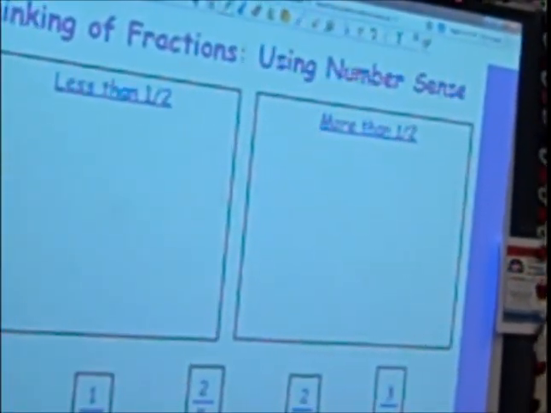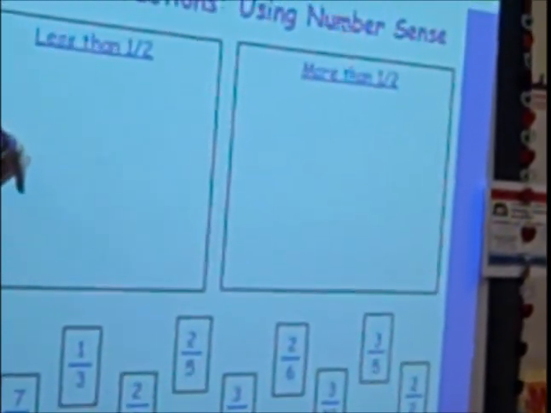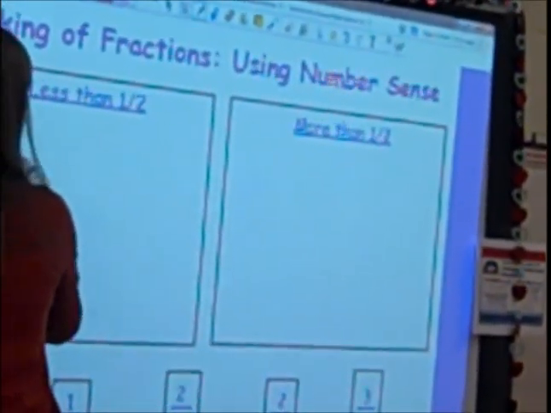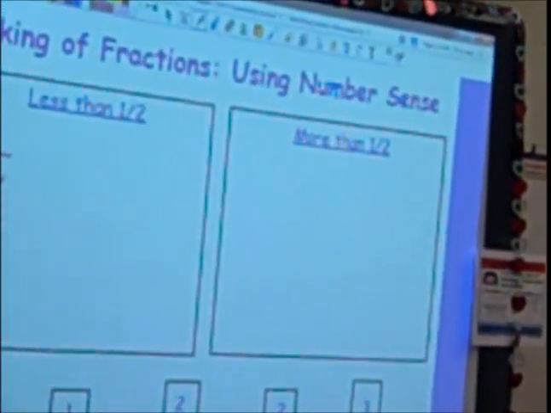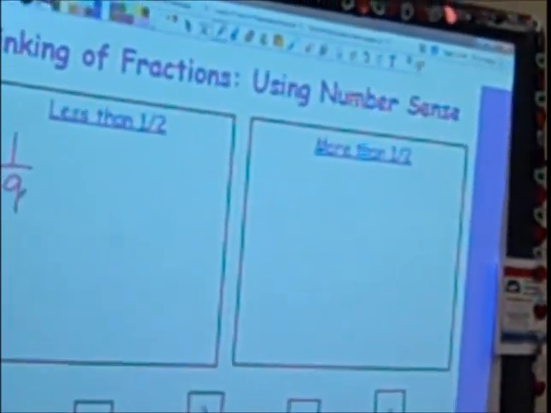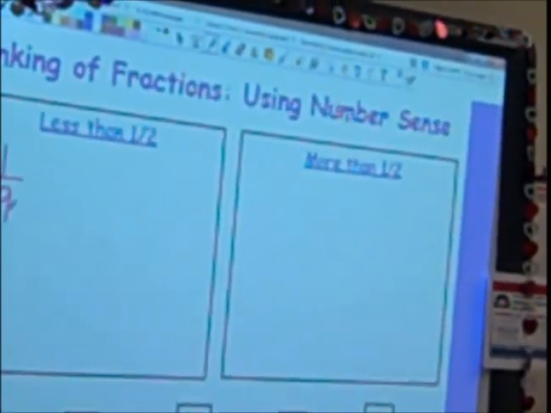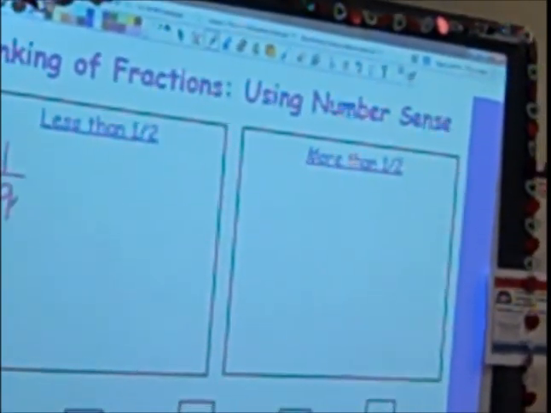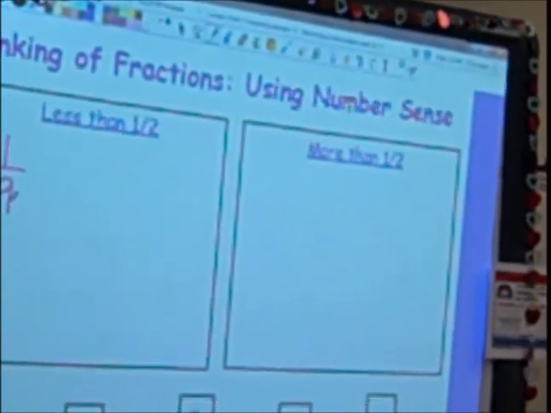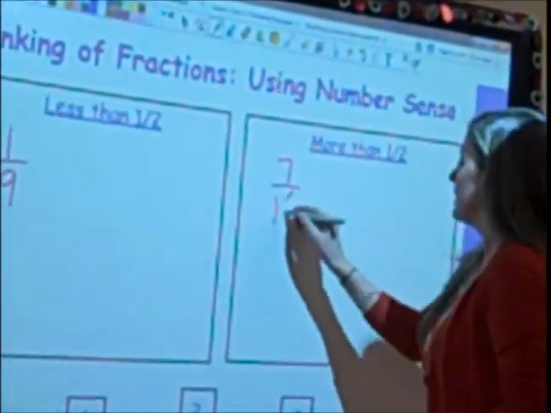What do you know about 1/9? Would you say that that's more than 1/2 or less than 1/2? It's less than 1/2. It's only 1/9 away from 0. What's half of 9? 4.5. So that's way less, isn't it? If I look at 7/10, is that more than 1/2 or less than 1/2? More. What's half of 10? 5. So if 5/10 is equal to 1/2, I know 7/10 is greater than 1/2. So I could then put that in here.